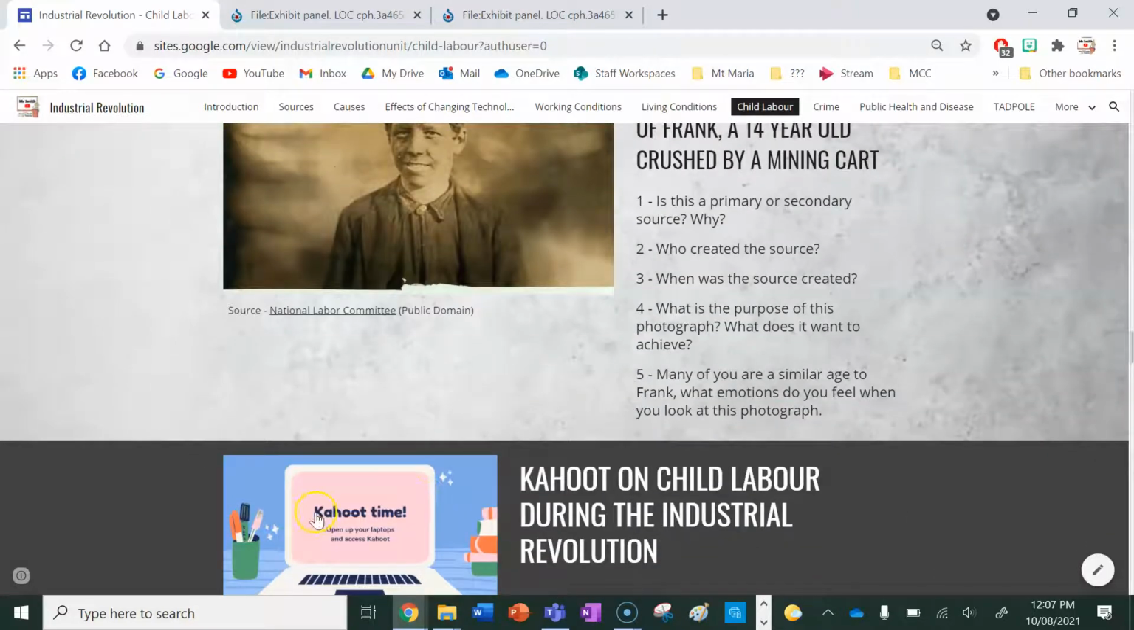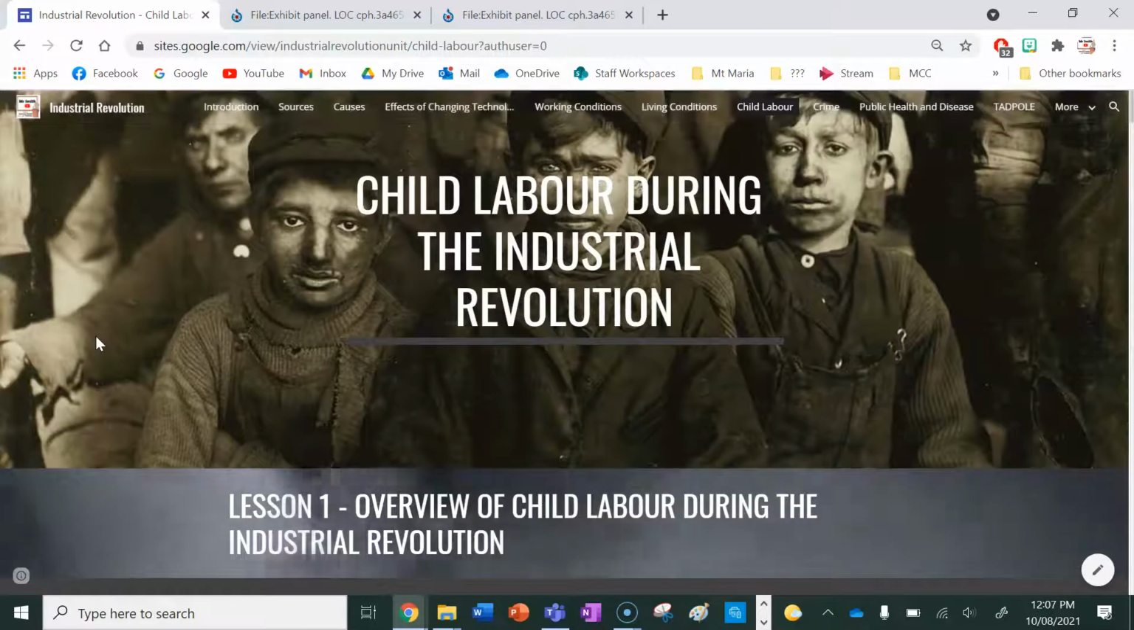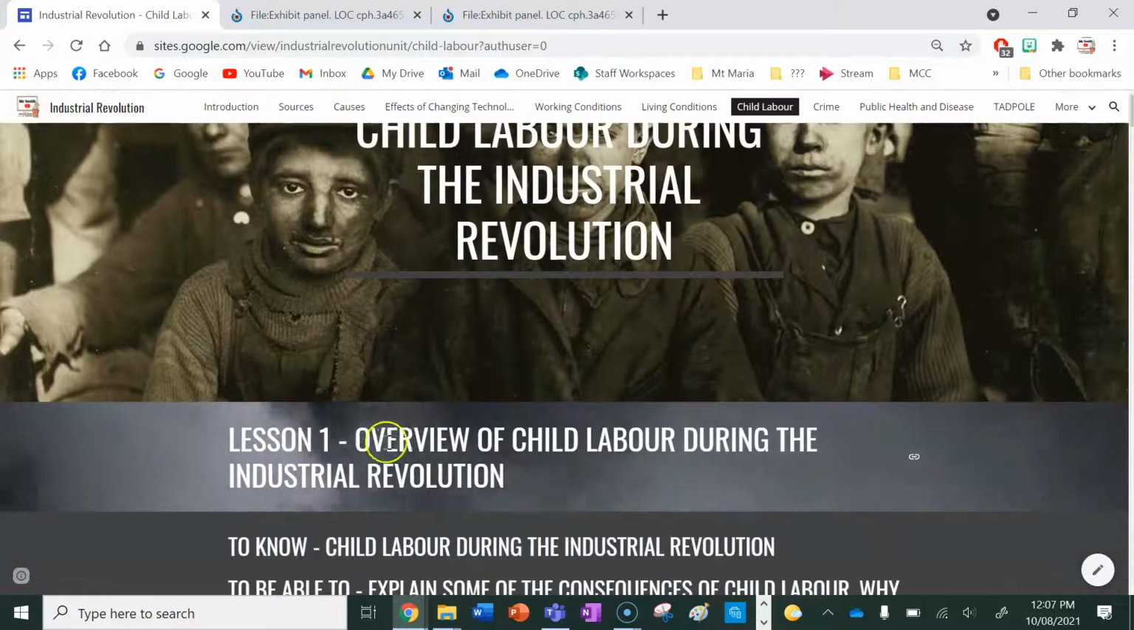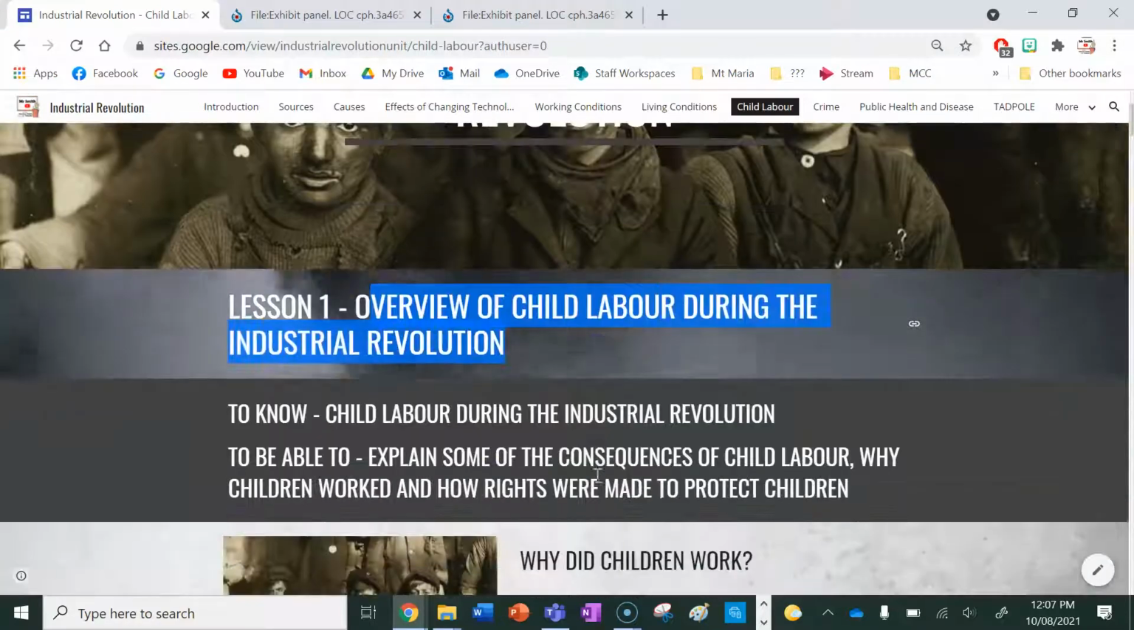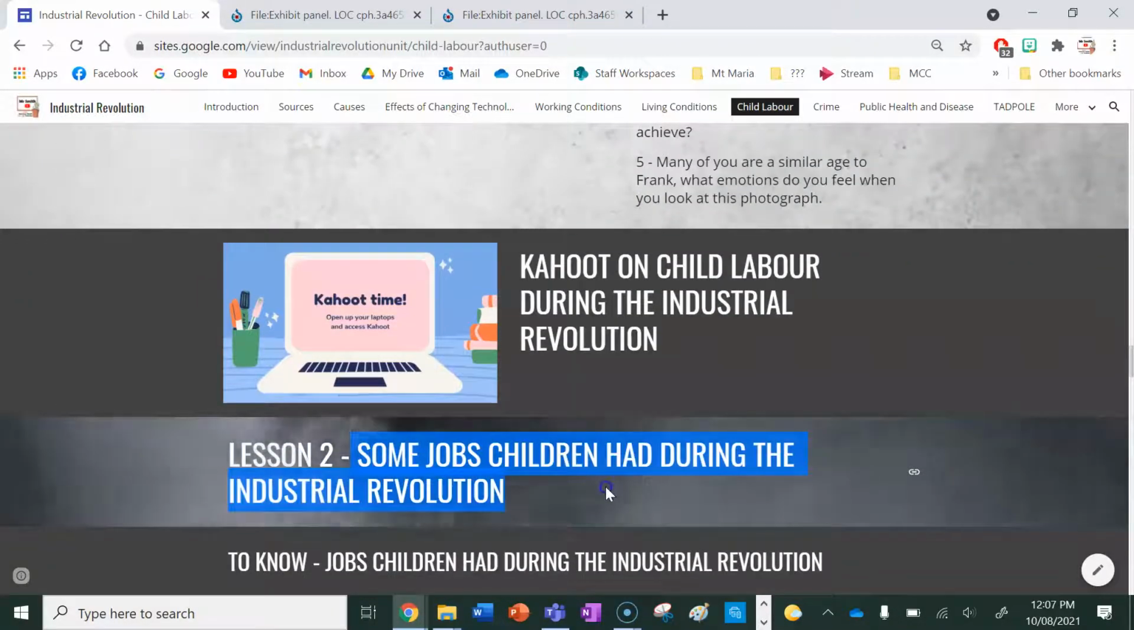And then, guys, there's a Kahoot summary on the first lesson of child labour here. By clicking on that image there, you can go ahead and play that one. So, guys, that is your first lesson, an overview of child labour during the Industrial Revolution. During this lesson, we looked at some of the consequences and reasons behind child labour. And during your next lesson, we're going to do some of the specific jobs kids had during the Industrial Revolution.